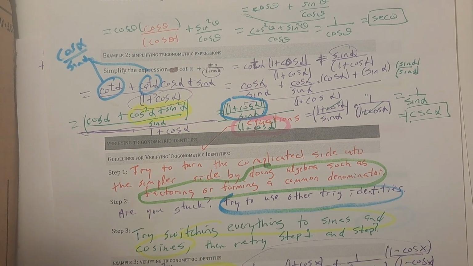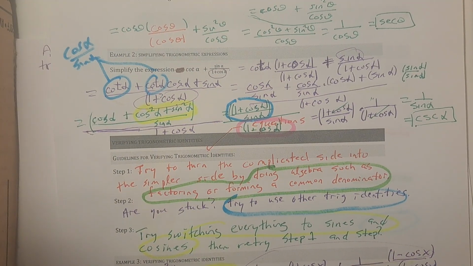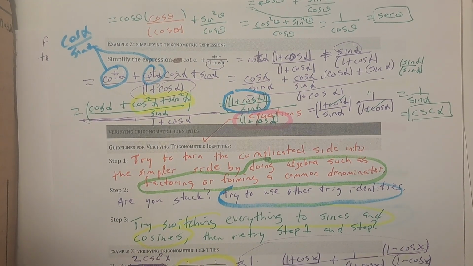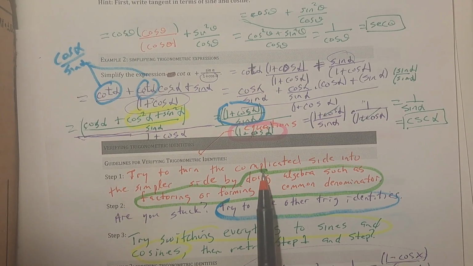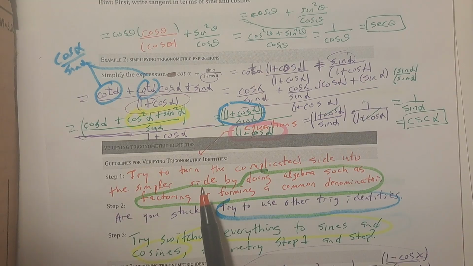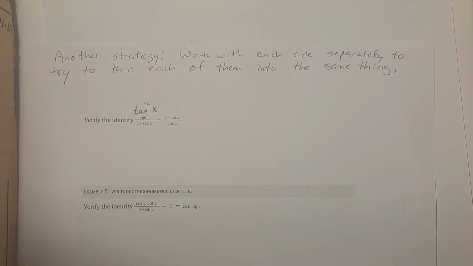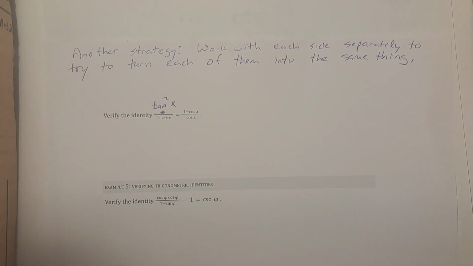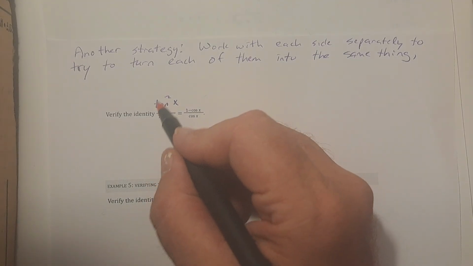So let's just suppose you do all three of those things and you get stuck anyway. Well, maybe you had problems because you couldn't figure out which was the complicated side and which was the simpler side. Then you can work with each of the sides, not just one of them, but try to turn them into the same thing. So let's try to do that. Let's start with just this left-hand side.